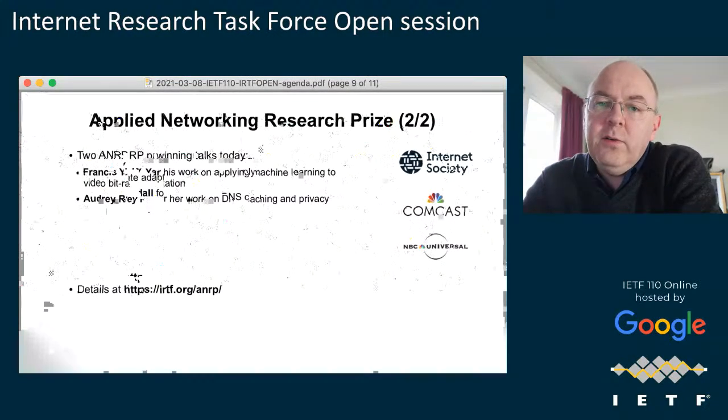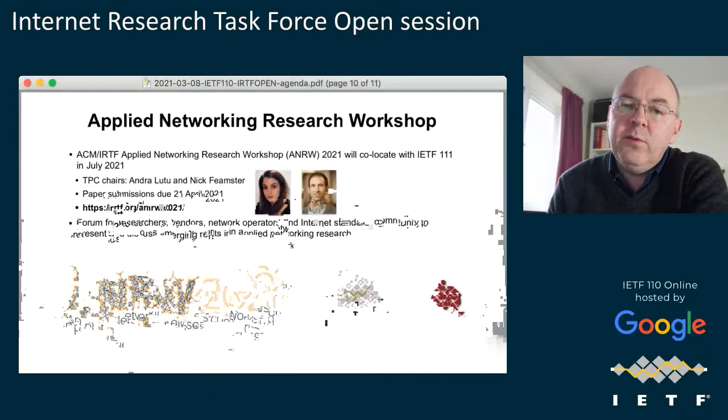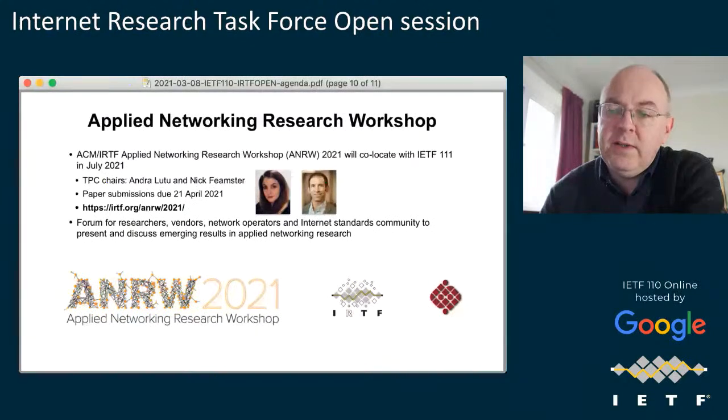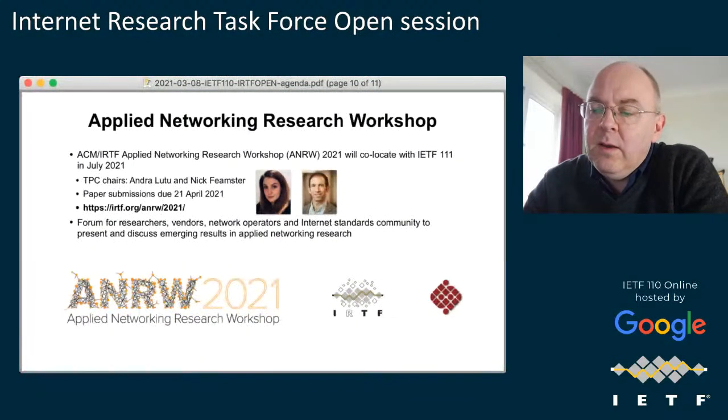And in addition to the Applied Networking Research Prizes, we also run the Applied Networking Research Workshop. This is organized in conjunction with ACM SIGCOMM and is an academic workshop that co-locates with the IETF meeting in July each year. And I'm pleased to announce that the ANRW this year will have program chairs Andrew Lutu and Nick Feamster, and it will be happening in conjunction with IETF 111 in July this year. The call for papers should appear later this week.